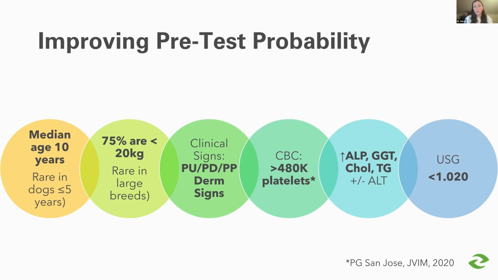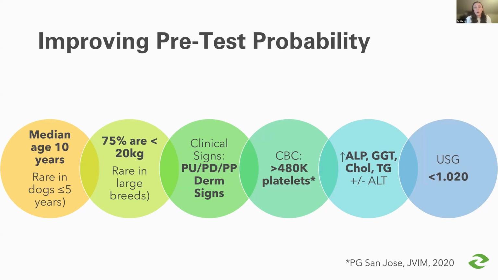And so first, this is a geriatric disease. So the median onset is 10 years old. It's nearly unheard of in patients that are less than 4 to 5 years old. And it's also a disease typically of small dogs, less than 20 kgs, and quite rare in large breeds, although large breeds who are diagnosed with Cushing's are more likely to have adrenal tumors than pituitary tumors.